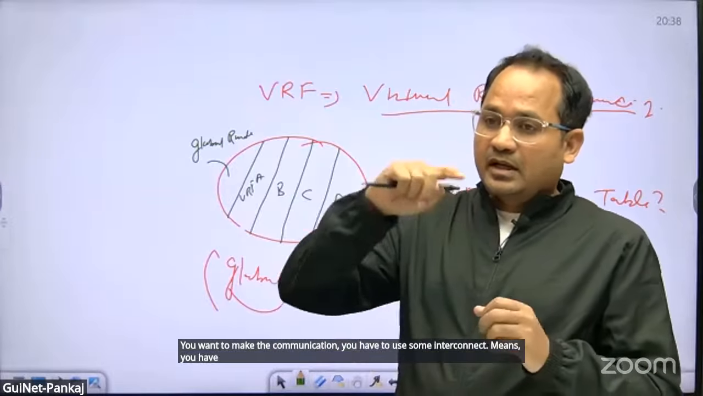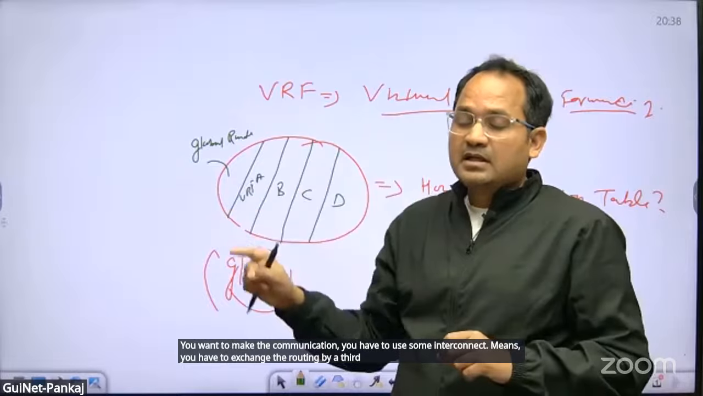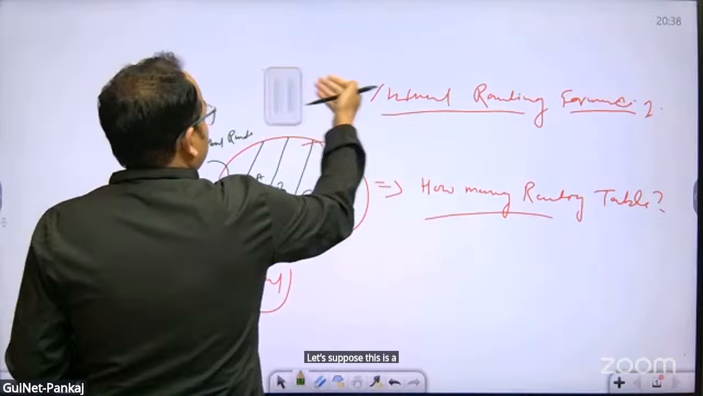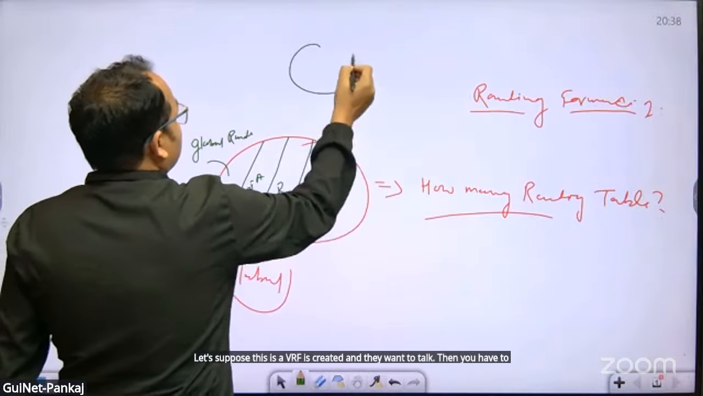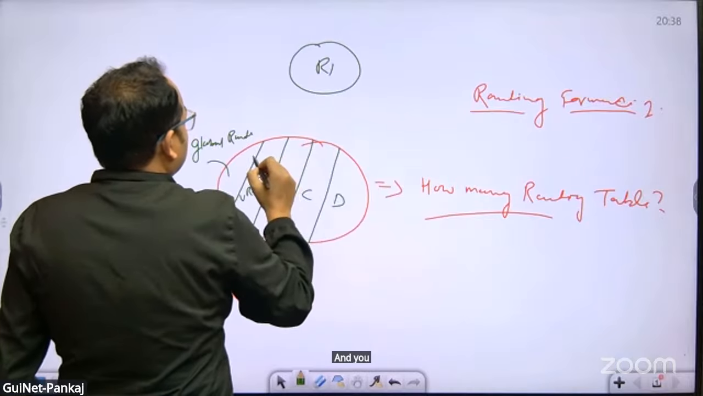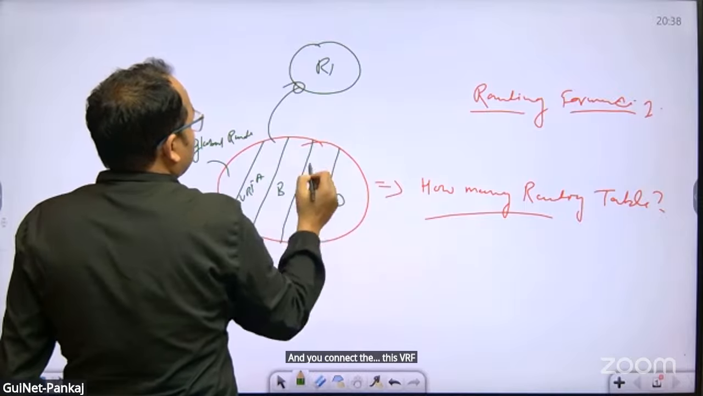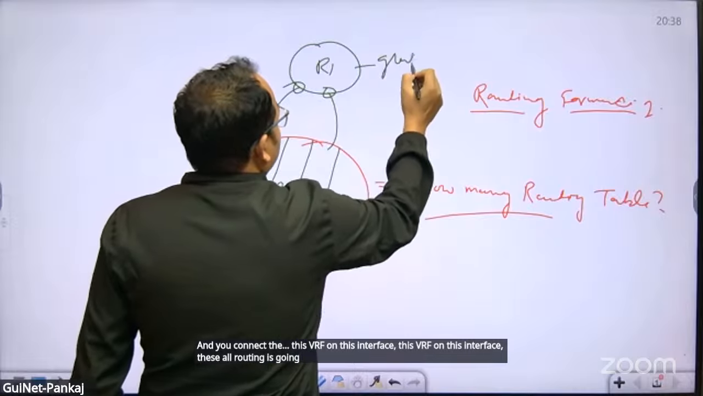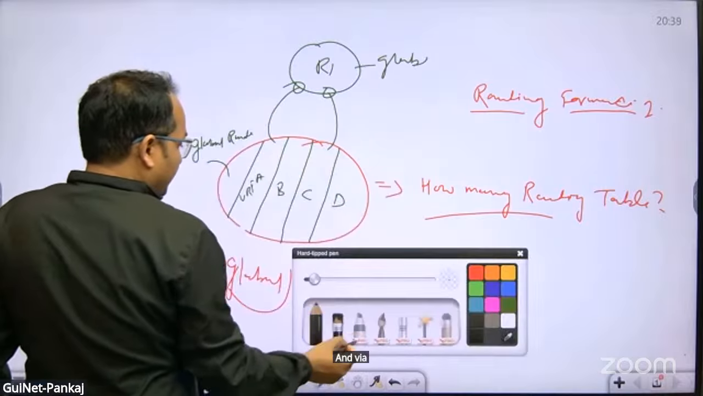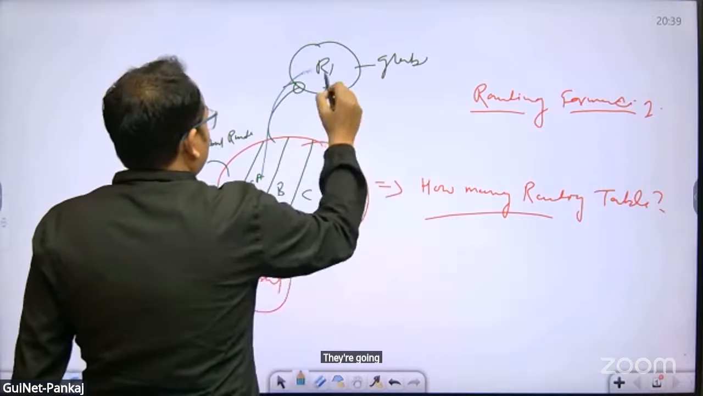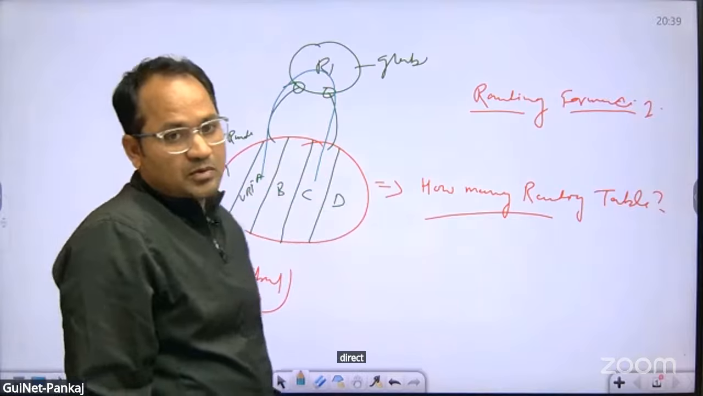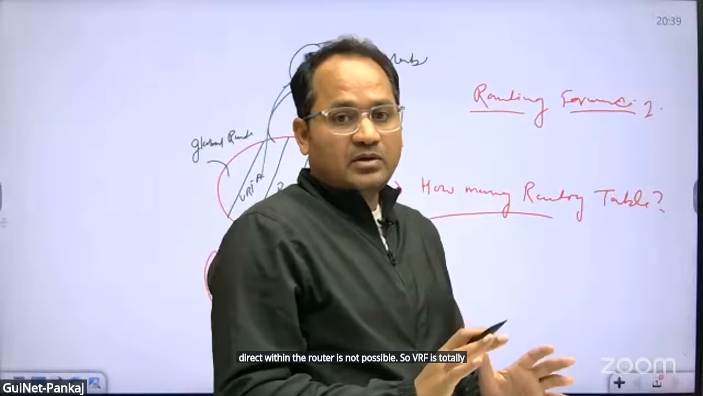Means you have to exchange the routing via third devices, then only it is possible. How is it possible? Let's suppose a VRF is created and they want to talk. Then you have to use another router here, and you connect this VRF on this interface, and this VRF on this interface. All this routing is going in the global routing table, and via this global routing table they are going to make the communication like this. So then it is only possible. Directly within the router, it is not possible. So VRF is a totally different concept, Rupesh.